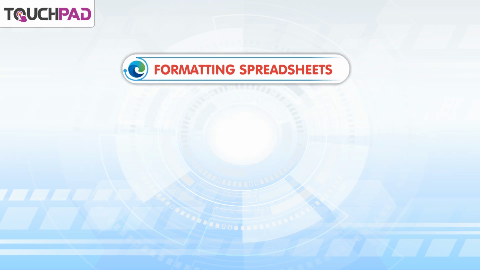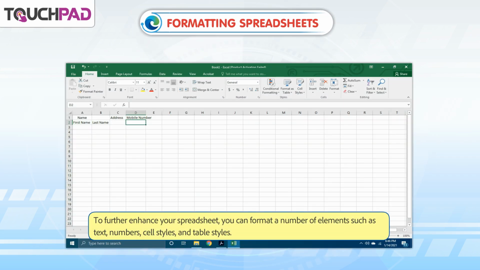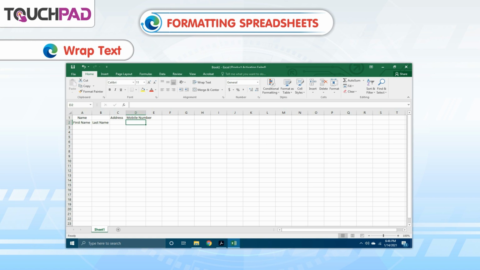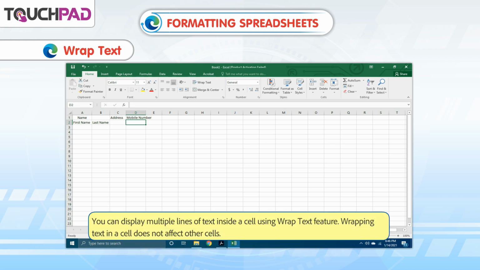Formatting spreadsheets. To further enhance your spreadsheet, you can format a number of elements such as text, numbers, cell styles, and table styles. Wrap text. You can display multiple lines of text inside a cell using the Wrap Text feature. Wrapping text in a cell does not affect other cells.